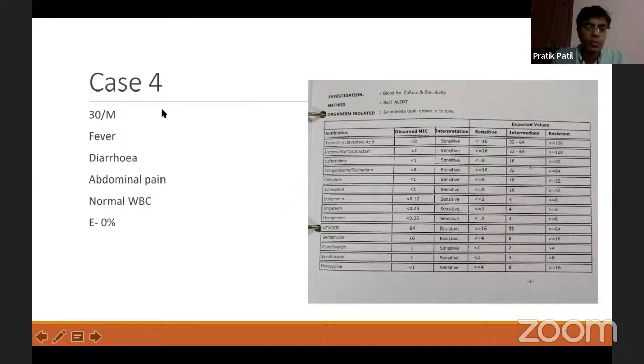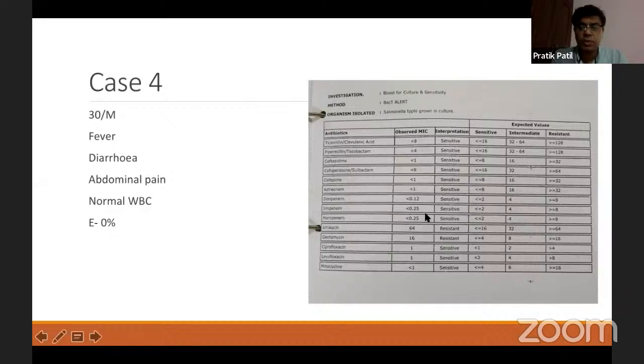A 30-year-old male, fever, diarrhea, abdominal pain, white cell count normal, eosinophils 0. So this is a classic presentation of enteric fever or typhoid. As you see, the Salmonella typhi has grown here in the culture. The peculiar reason to mention this is that all the antibiotics are sensitive. Most common antibiotics are sensitive here, including meropenem.